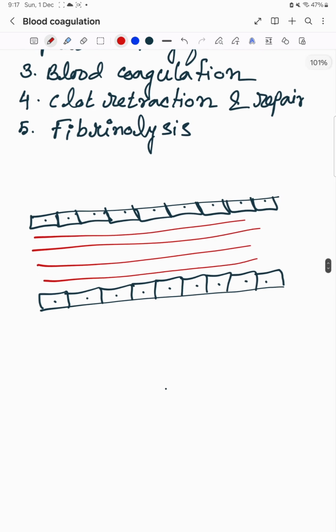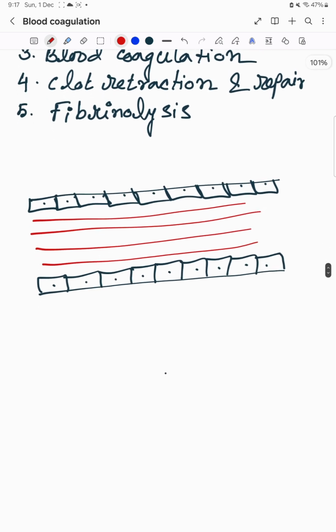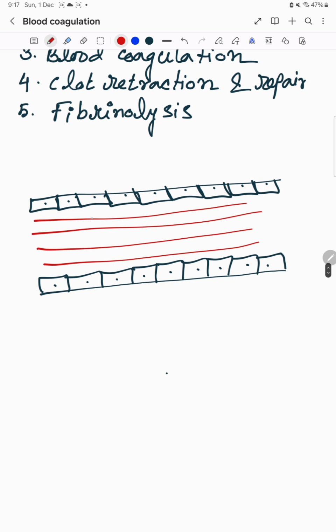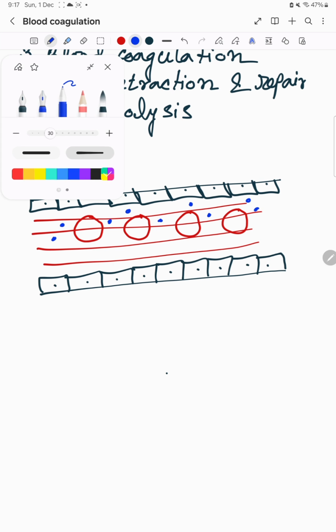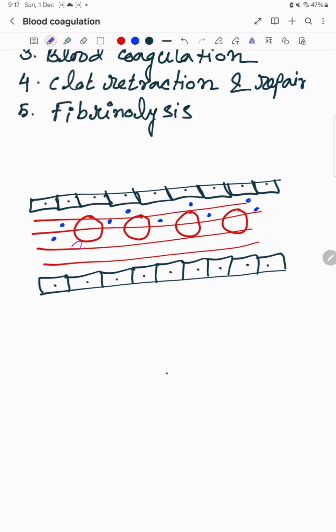Here are the other blood cells, majorly the RBCs, the red blood cells. This red color is the RBCs. Then there are some other elements like WBCs, which are also circulating with the blood. And there is another molecule whose function I am discussing, the platelets, and these platelets are responsible for the coagulation of blood. Now this is an intact capillary.